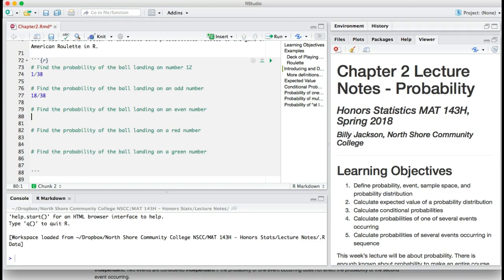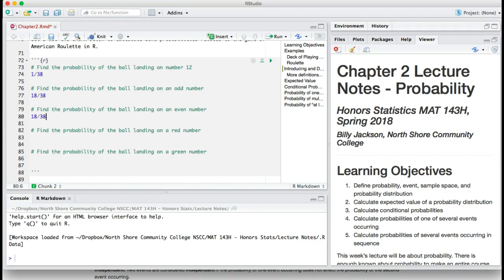What's the probability of a ball landing on an even number? Well, like I said, something that can often be confused is 0 and 00 are not considered even on a roulette wheel. So just half of the numbers 1 through 36 are even, which would be 18. So 18 out of 38 possible numbers are considered even, and that's the probability.